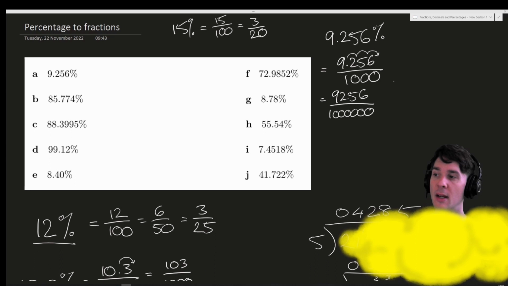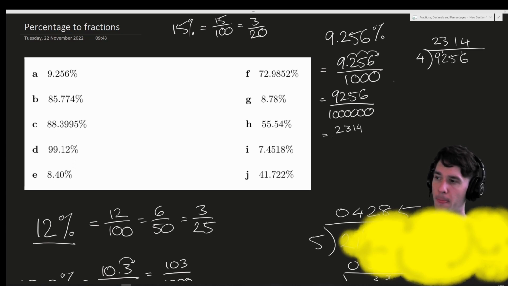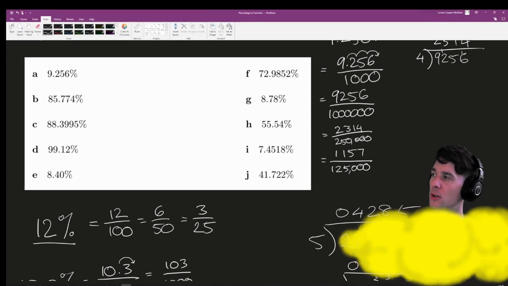Now we have to simplify. I'm going to simplify by dividing by 4. So let's see, 4 goes into 9 2, 5, 6, 2, 1, 3, 1, 1, 4. So we get 2,314 over, and then 1 million divided by 4 is 250,000. We can still halve this again, so let's see, we're going to get 1,157 over 125,000. And that is our final answer because we cannot simplify that fraction any further.